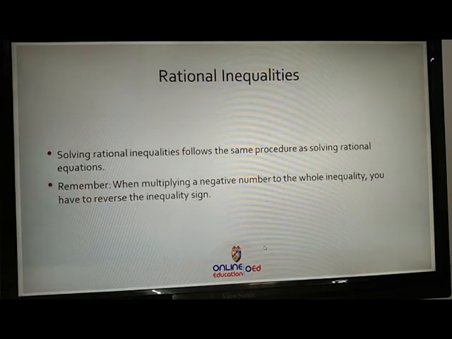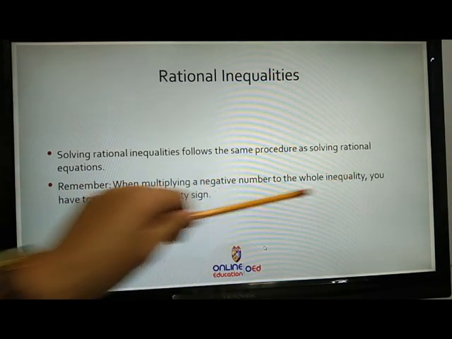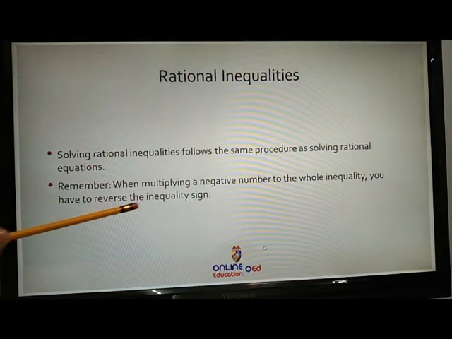Okay, rational inequalities. Solving rational inequalities follows the same procedures as solving rational equations. Okay? So remember, when multiplying a negative number to a whole inequality, you have to reverse the inequality sign. Okay? So always remember that. Kapag may multiply sa negative number yung whole inequality, kailangan mong i-reverse yung inequality sign.